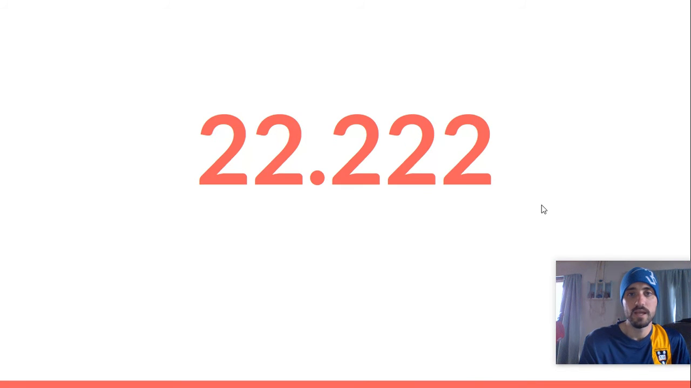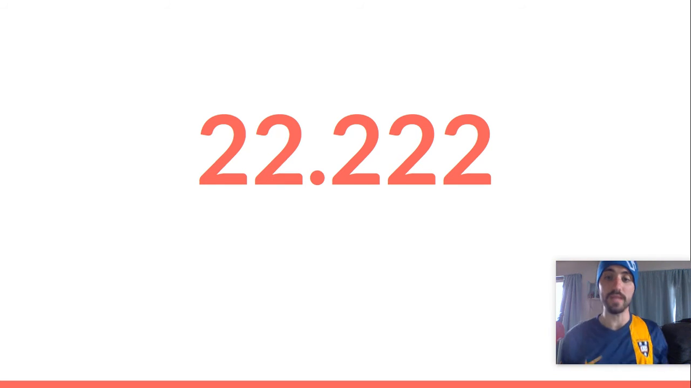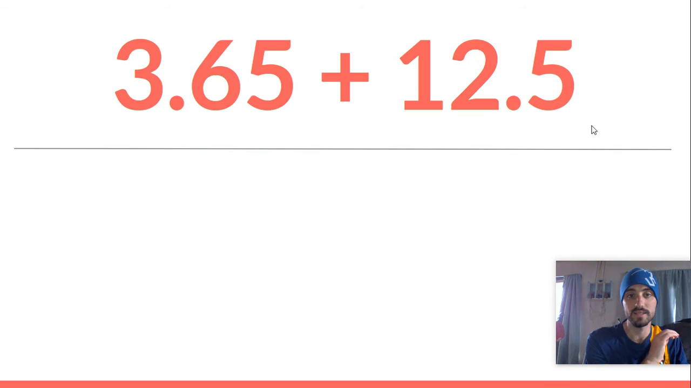All right. And which digit is in the ones place? Excellent job. It is the 2. Very nice job. 2 is in the ones place. There's our fluency practice for today. Now we're going to do some adding and subtracting decimals.